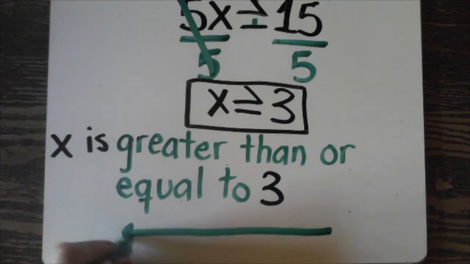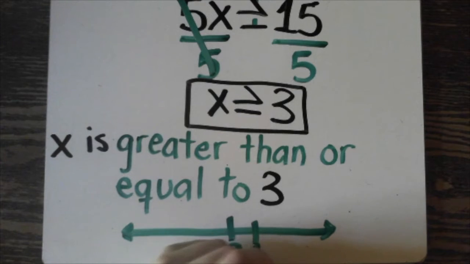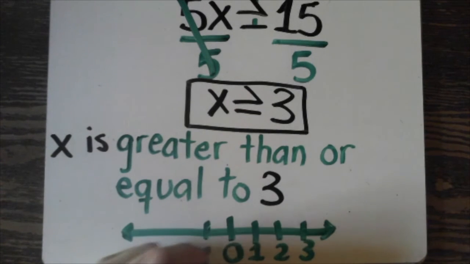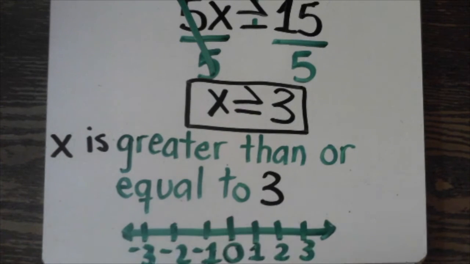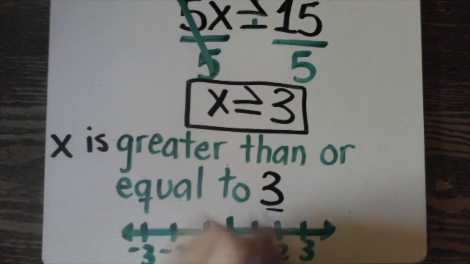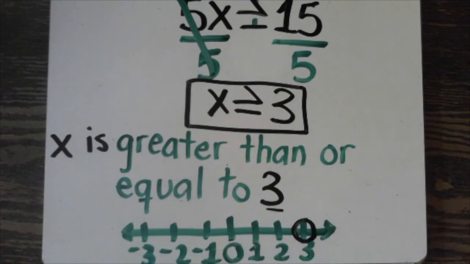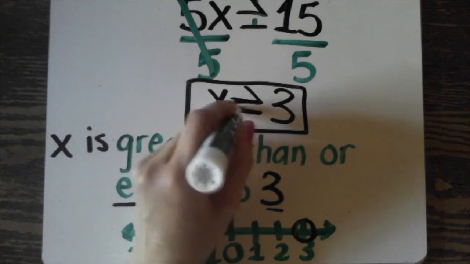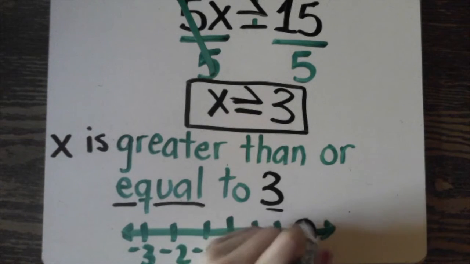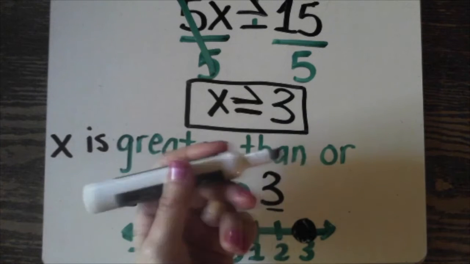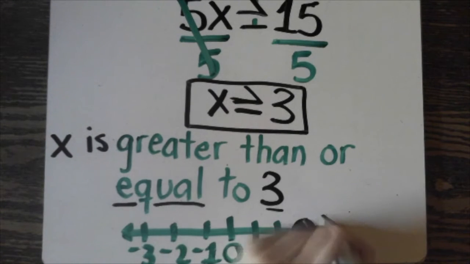Now let's create our number line. I am only going to 3, so I am going to create a scale of 1. I am going to place a circle at 3 and I am going to color it in because I have that equal sign that tells me color it in. Then I am going to follow my arrow towards the right since that is the way the symbol is pointing.